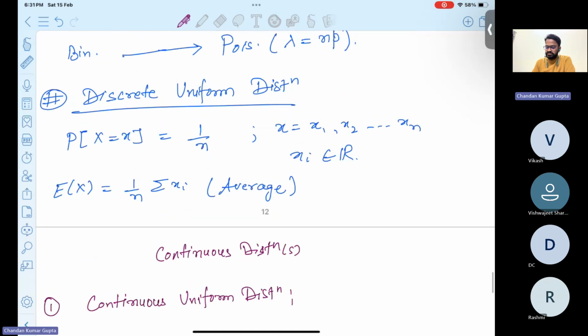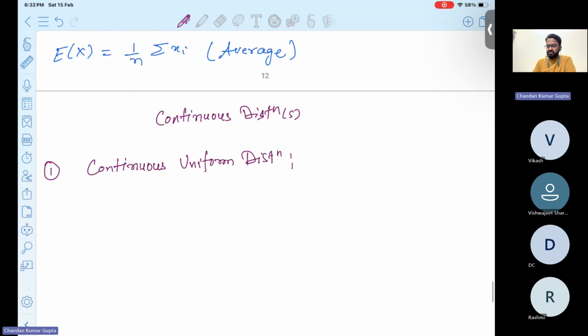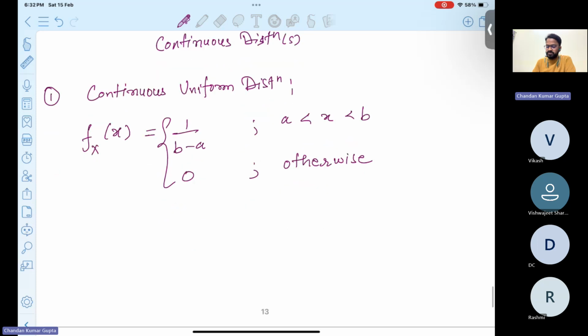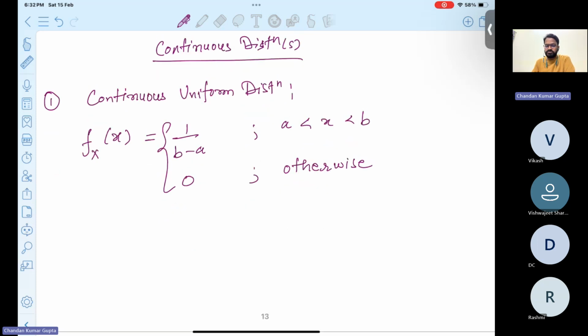In the discrete uniform distribution, the support x has integral values, and in the continuous case, it contains a range of values. Since we are discussing a continuous random variable, we use a PDF, denoted as f(x), equal to 1 upon b minus a when x lies between a and b, and 0 otherwise. So this is the PDF of the continuous uniform distribution.